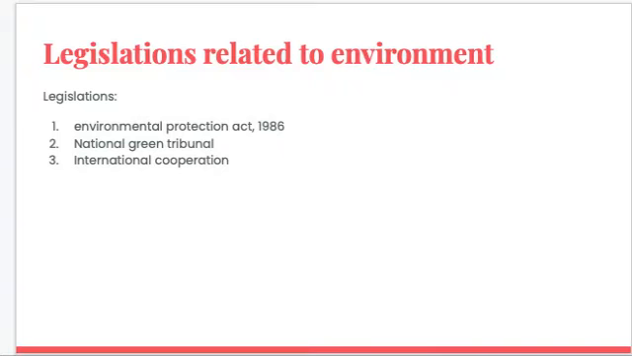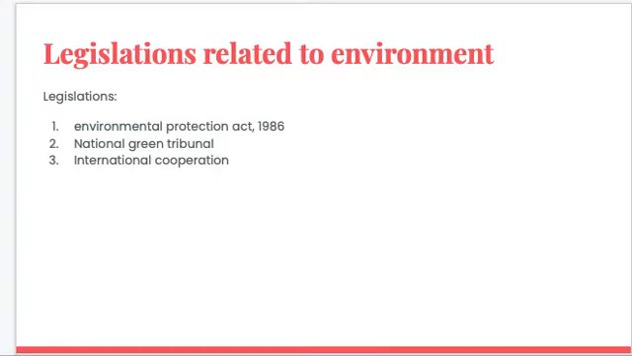Firstly, the Environmental Protection Act of 1986 authorizes the central government to protect and improve environmental quality, control, and reduce pollution from all sources, and prohibit or restrict the setting or operation of any industrial facility on environmental grounds. This ensures that India has a legal provision for protecting the environment, and no person can pollute environment, or an industry can pollute the environment willy nilly. There has to be some curb, and under Environmental Protection Act of 1986, this has been given.